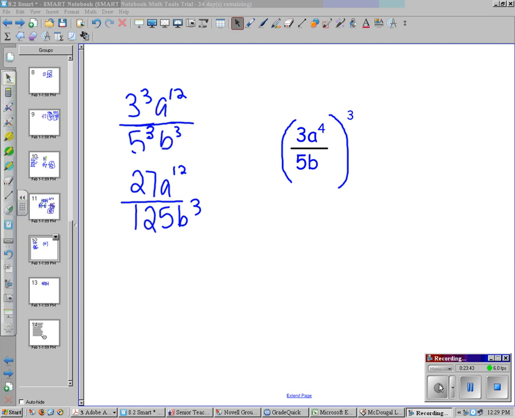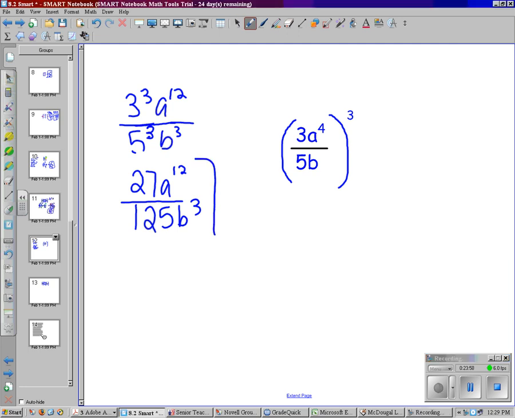27 and 125 have no factors in common. You know, 5 times 5 times 5, 3 times 3 times 3. There's nothing in common between those. A and B have nothing in common. So this is where we stop. We put a box around this answer so that Mrs. Deegan knows that's your final answer, and I can find it very quickly on your page, please.